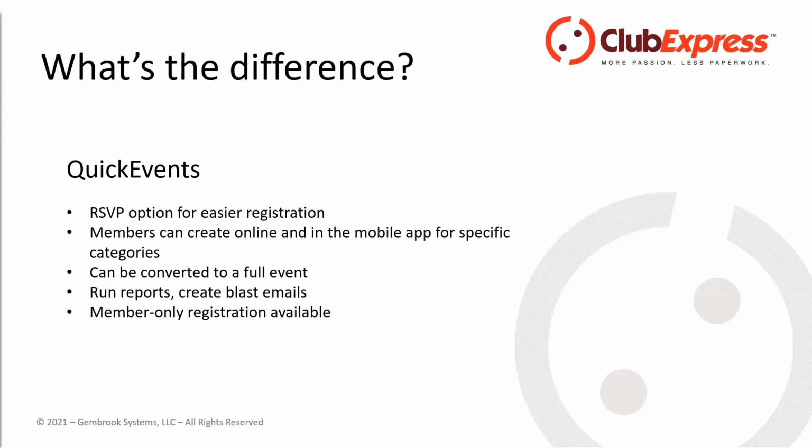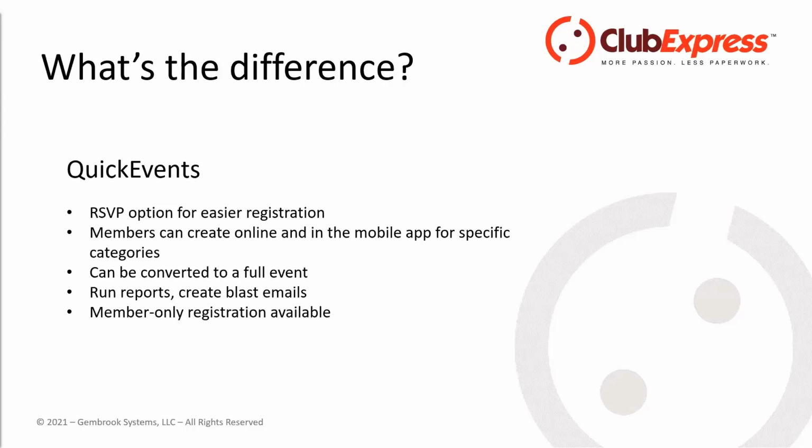So you can set up all of those same categories that you're using for your full events and mark some or all of them to be used for quick events. So if you're concerned about members being able to just add events to the calendar, of course, there's an approval process, and we'll go through that in our demo today. But you can also limit the categories that they can choose.